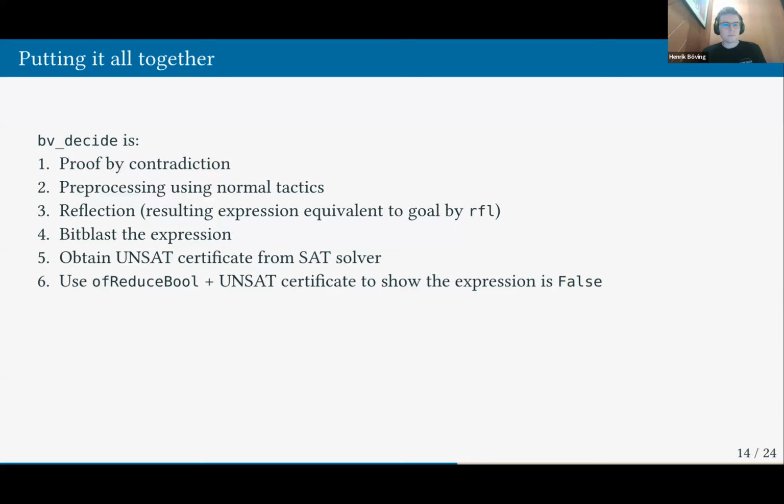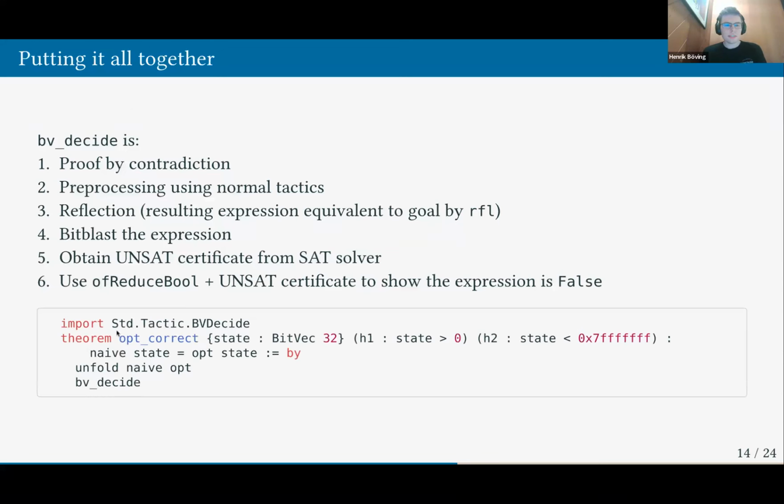And what we can do now is basically just import BVDecide, put BVDecide here, and it's going to finish, right? And BVDecide knows all of the built-in BitVec stuff, so this is just going to close the proof in a couple of seconds. And that's pretty great, of course.